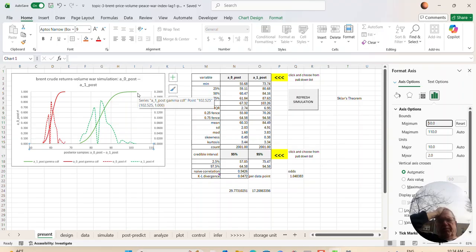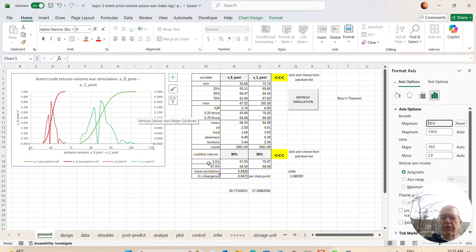final draw from gamma functions based upon the entire model of prices, peace and war. So these shapes here are basically the same, just scaled differently. Okay, so the divergence, not so much. And you can see how correlated they are.